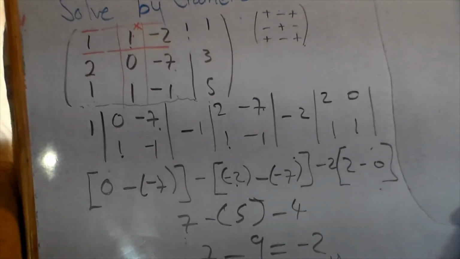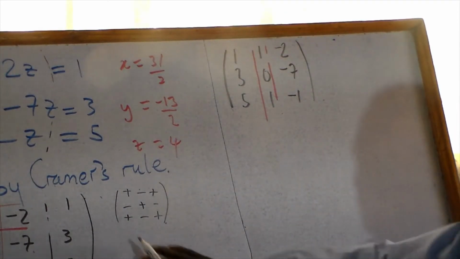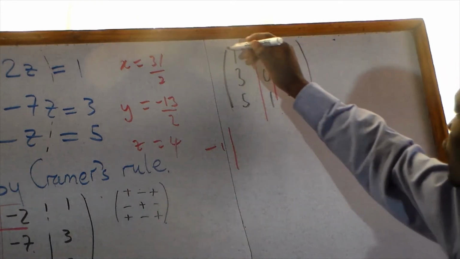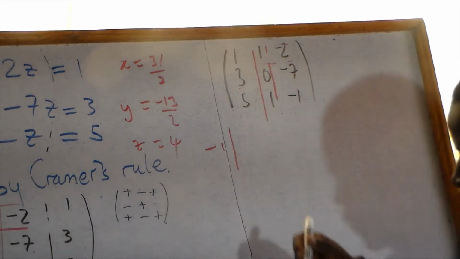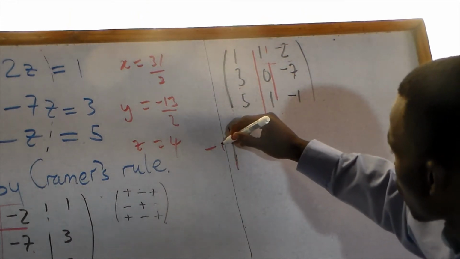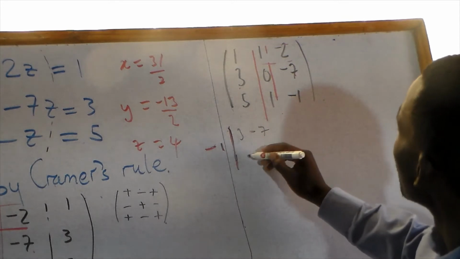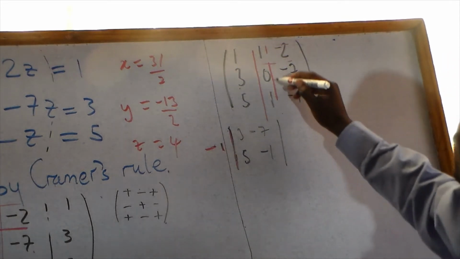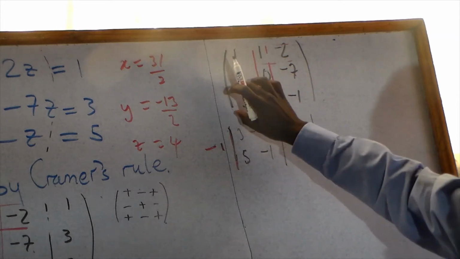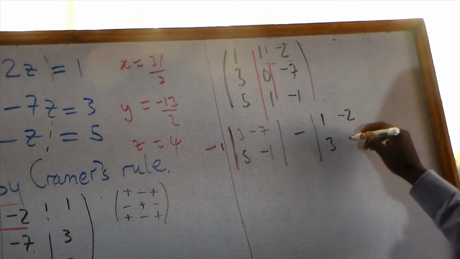So on this matrix, I'm going to use this row. For the 1, it's a negative 1, and the minor for the negative 1 is 3, minus 7. Here we have 3, minus 7, then 5 and minus 1. Then here we have a 0, and here also a negative. The minor for this 1 is 1 and minus 2, 3 and minus 7.